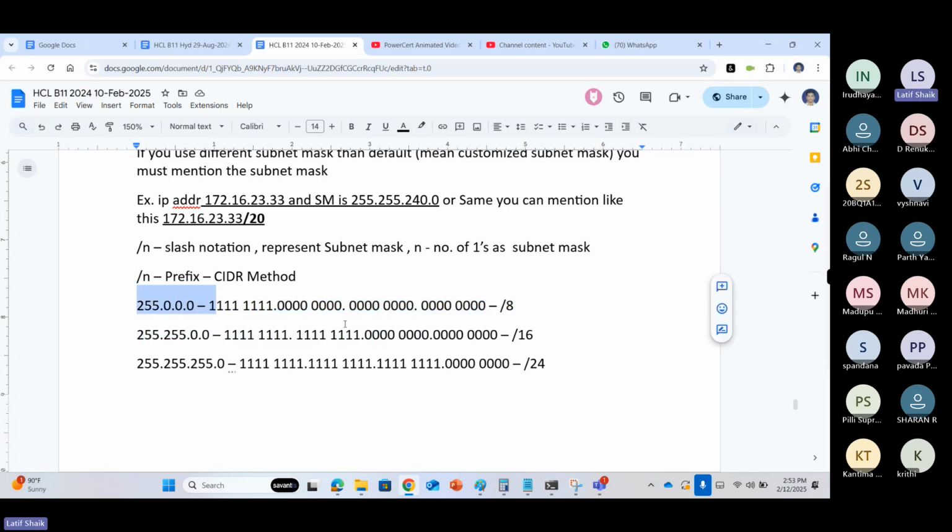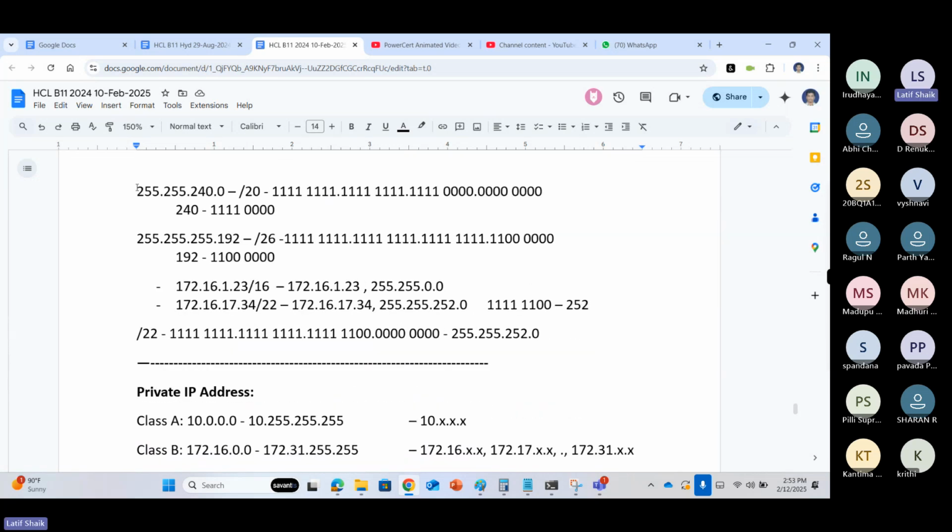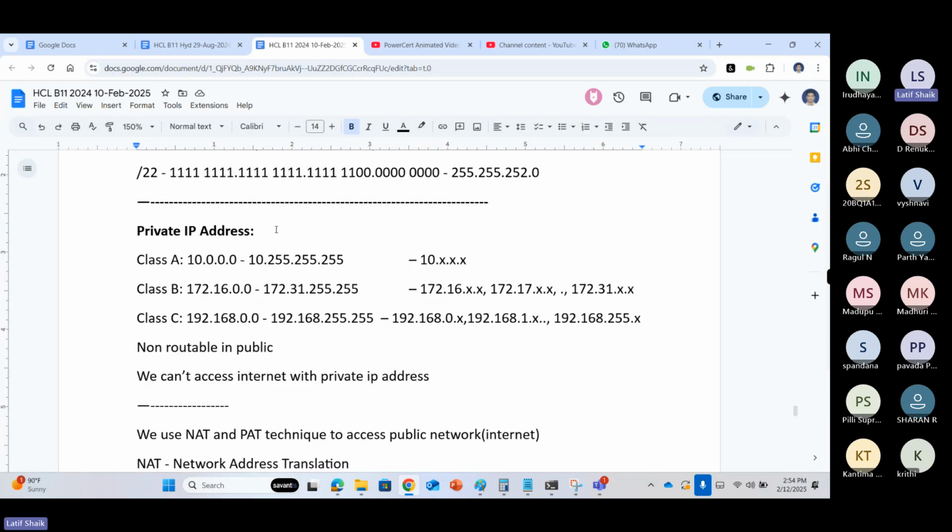Take 255.0.0.0: it contains 8 ones, so it is /8. This one contains 16 ones, so it is /16. This contains 24 ones, so it is /24. This subnet mask contains 20 ones, so that's /20. This subnet mask contains 22 ones, then it's /22. This is what we discussed just before lunch. Maybe some people were not with us.